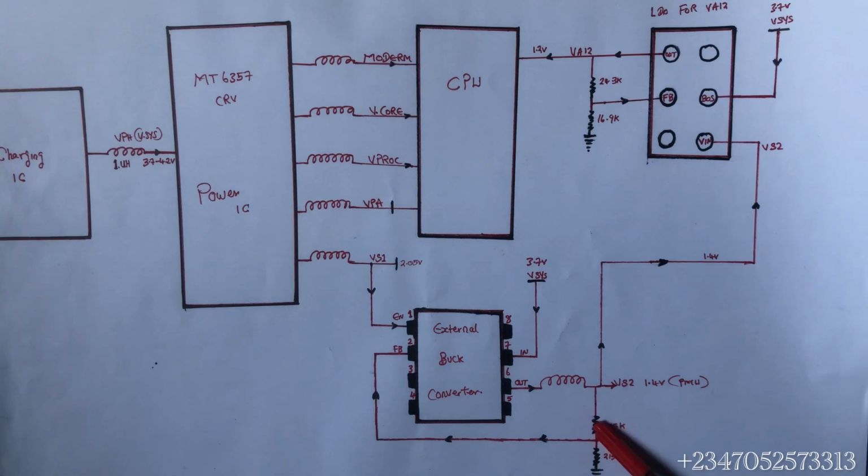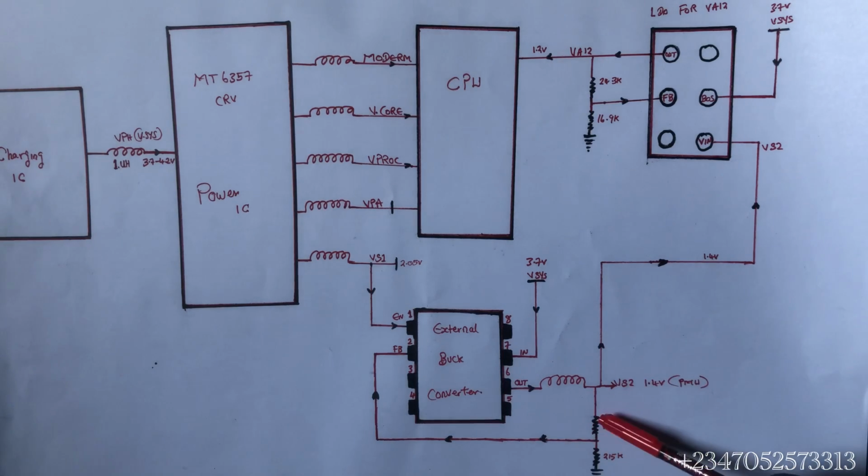Now there is a divider circuit here after our coil. If this divider circuit is not working or not enabled, maybe this resistor is faulty, or the resistor is not connected to ground, or the resistor is burned. If anything happens to either of these two resistors, maybe the value drops or increases, that means this external buck converter will not generate this 1.4. So even though all these lines are creating voltage, if this line is not working, this external buck converter will shut down.